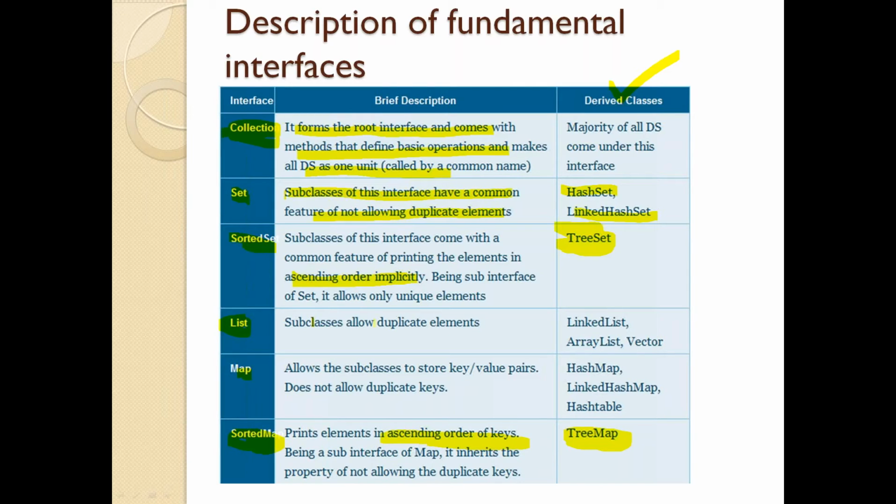List is nothing but it allows duplicates, and you have linked list, array list, vector. Next I'm going for map. Map is nothing but hash map, linked hash map, hash table. So this table is important. They'll ask, hash table is coming from? We need to tell map. And vector is coming from list. Vector allows duplicate elements or not? Yes. Let us see one program based on this.